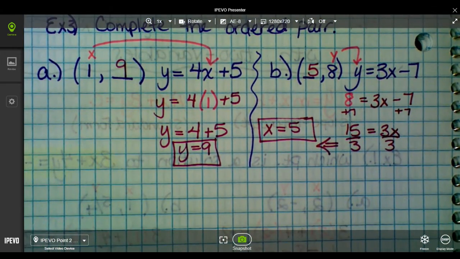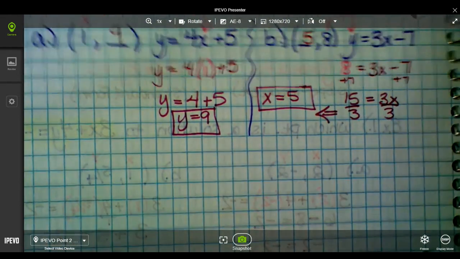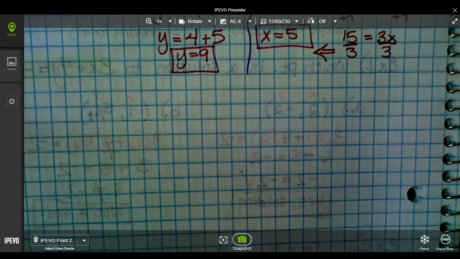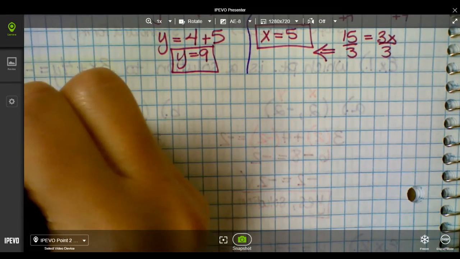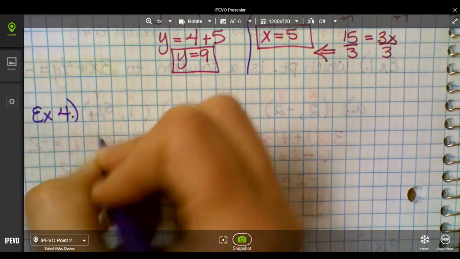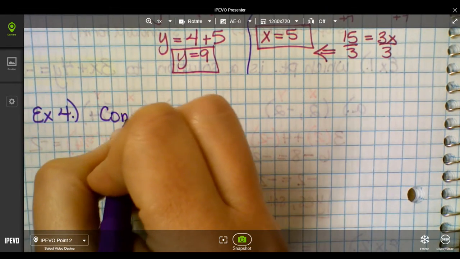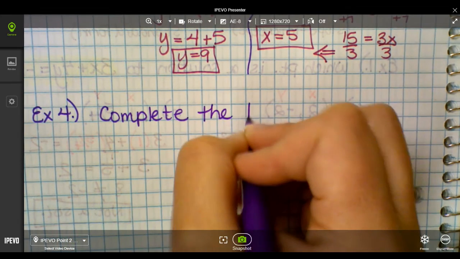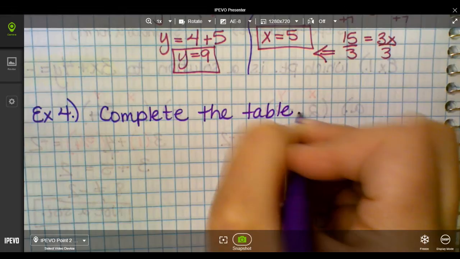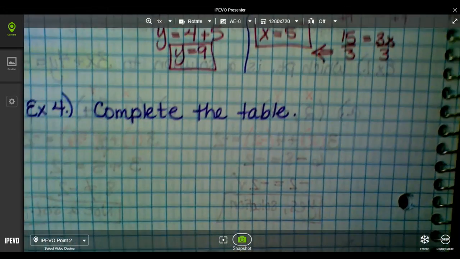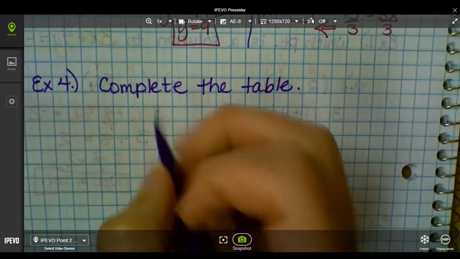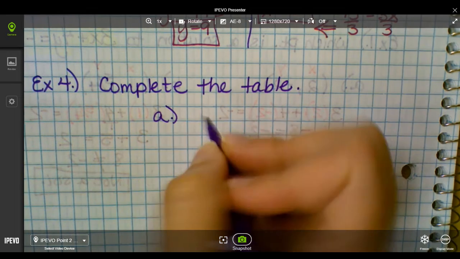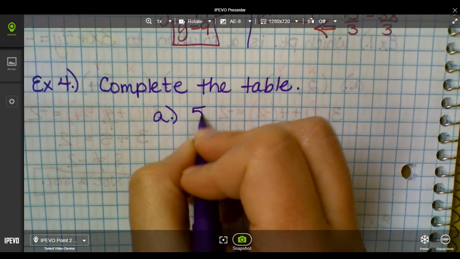Let's take this one step farther now. And again, you can always pause if I'm moving too fast for you. Example 4. So now, instead of completing the ordered pair, we are going to complete the table. So now I'm going to give you multiple ordered pairs, but you have to complete them. So the equation that I'm going to give you is in standard form this time.